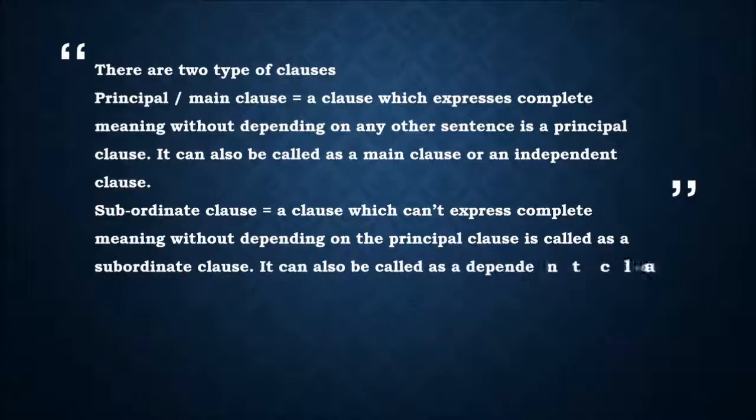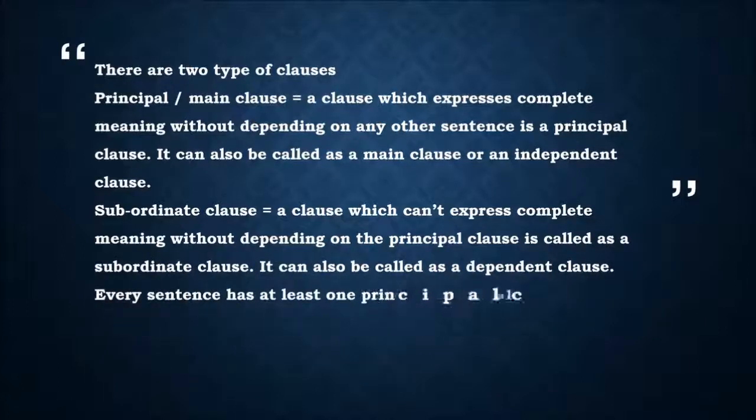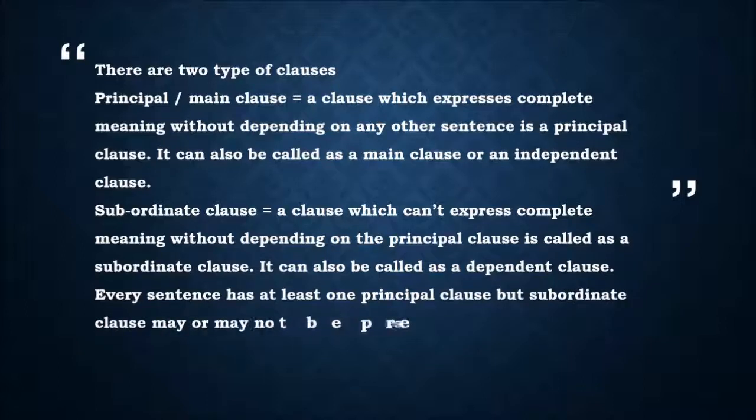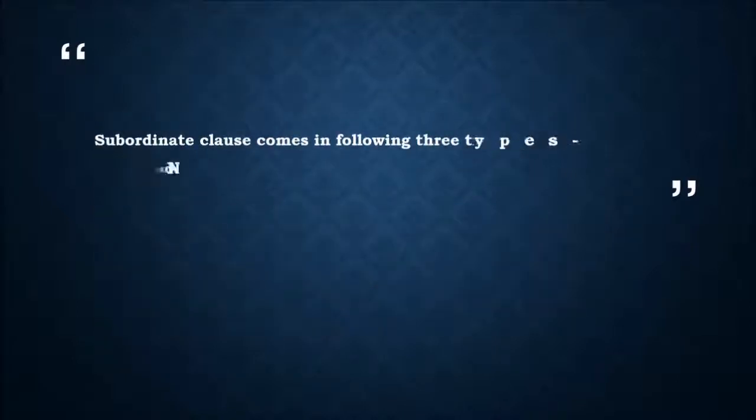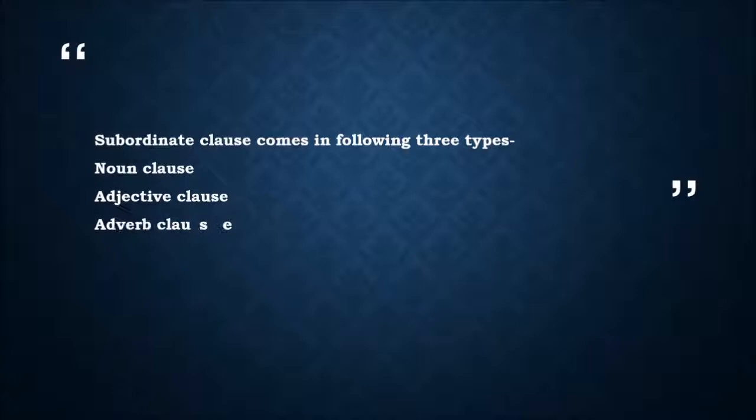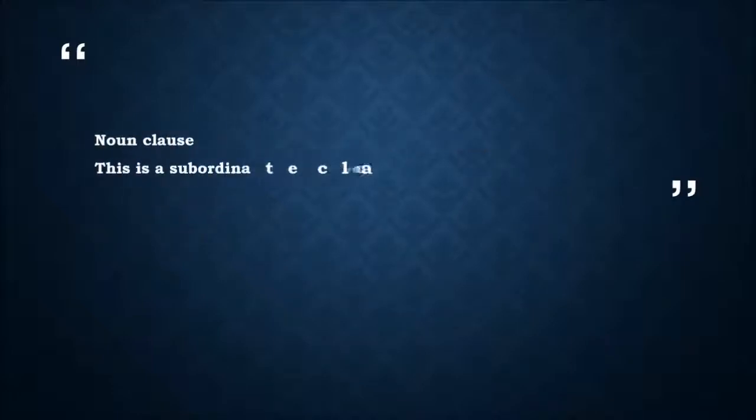B. Subordinate clause: a clause which cannot express complete meaning without depending on the principal clause is called a subordinate clause. It can also be called a dependent clause. Every sentence has at least one principal clause, but a subordinate clause may or may not be present. Subordinate clauses come in the following three types: noun clause, adjective clause, adverb clause.